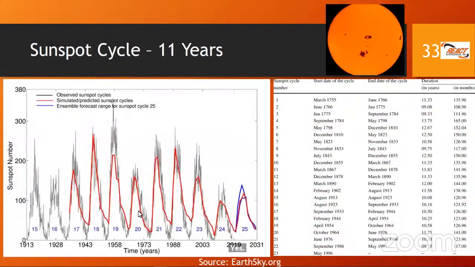So these are just some diagrams to show the sunspot cycle. I wouldn't get into it. This is just for your reference. This is just a table of the start and end dates of previous cycles. By the way, we are in cycle 25 now.